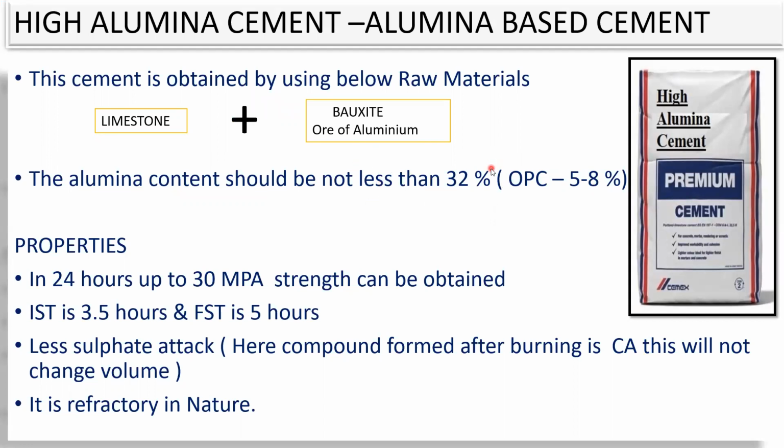So what will happen if we add alumina in more amount? Coming to the properties, within 24 hours, up to 13 Newton per mm square or megapascal, MPa or Newton per mm square being one and the same, strength can be obtained. That is, within 24 hours, 30 MPa strength can be obtained. Coming to the initial setting time, IST stands for initial setting time. Your cement is going to set after 3.5 hours, but the final setting time is going to happen in 5 hours.